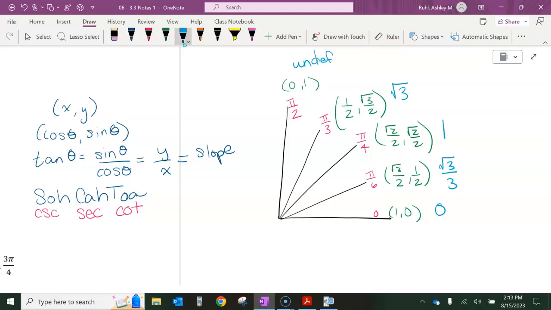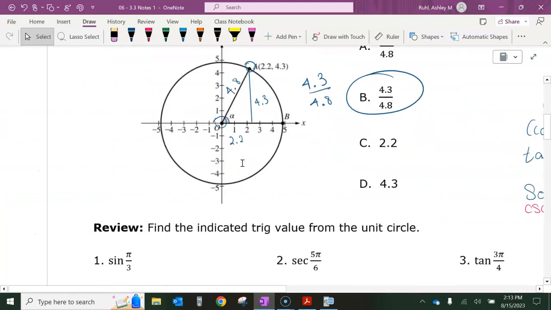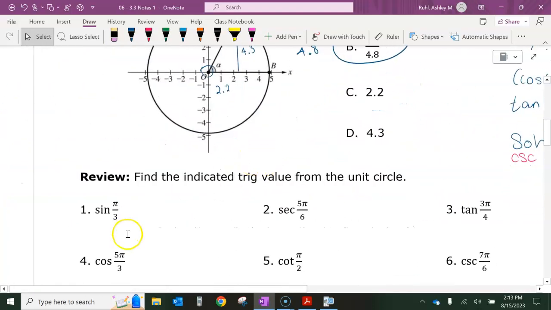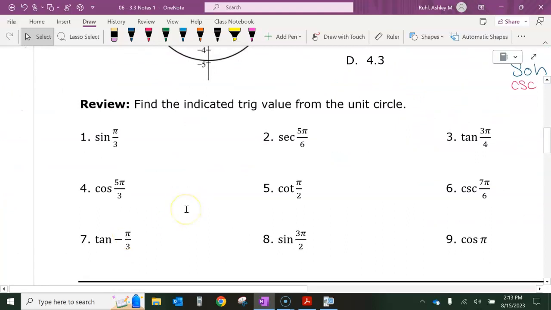Okay. We need all of this information in order to answer these questions. Do I need all of it for each one? No, but in order to answer these types of questions, I need this stuff. All right, so if we go over here and look at these questions, the first thing I have here is sine pi over 3. So I need to know what is the exact value of sine pi over 3.